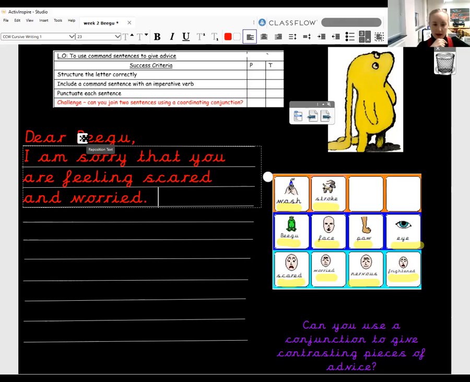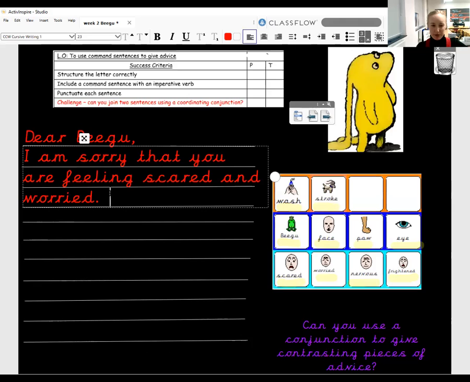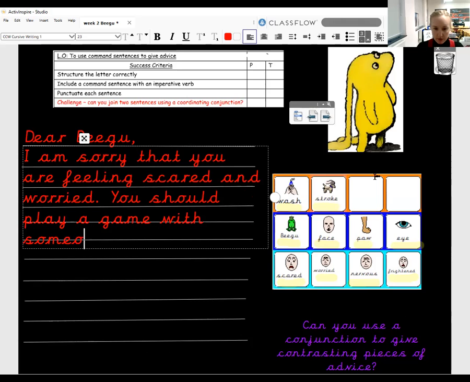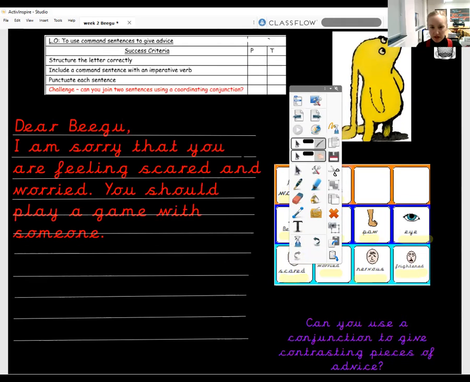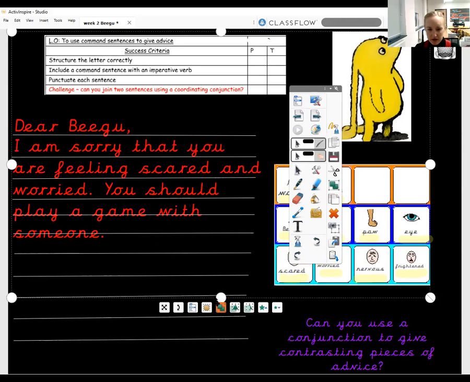Now I'm going to make sure I've got my command. Let me flip back. Let me see if I can steal any ideas. I've got play a game. You should, I'm going to say, you should play a game with someone. Yeah, I like that idea. You should play a game with someone. I'm going to get rid of these lines just so you can see my writing. Oh, every time I do that.